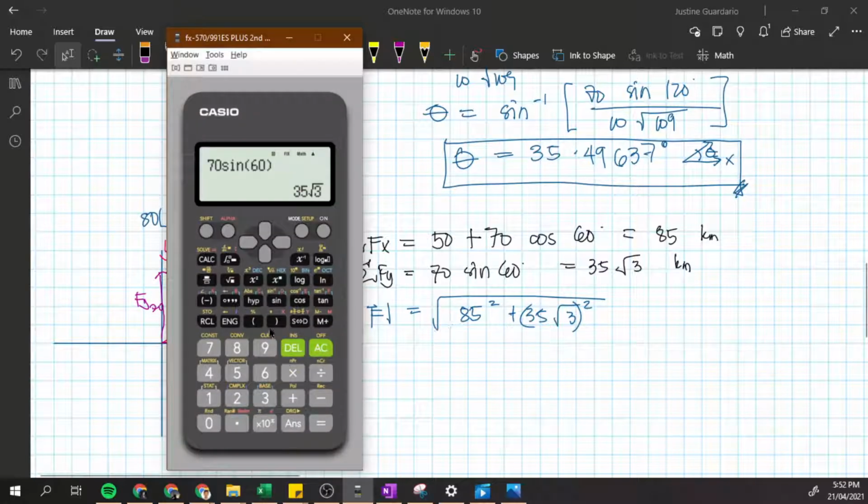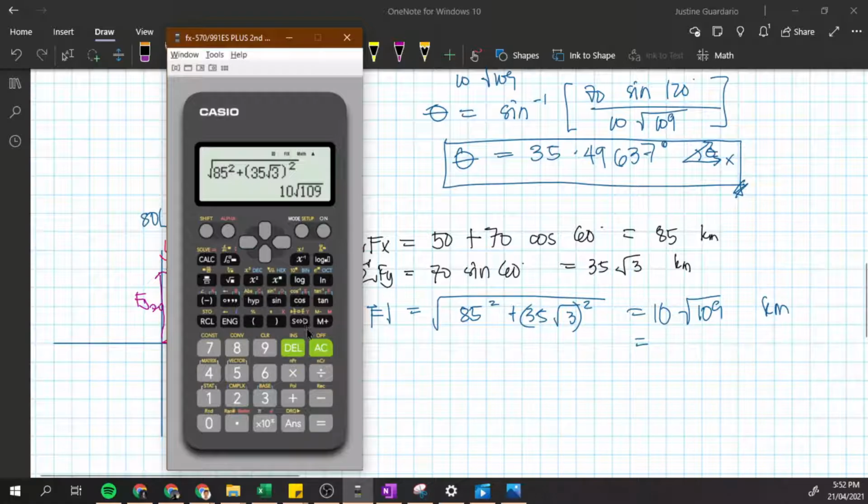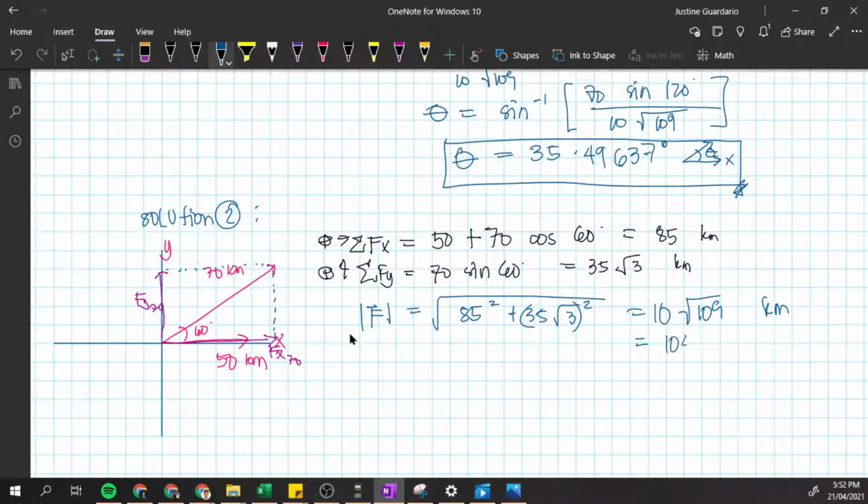To find the magnitude, hence, we have 85 squared plus 35. Okay, so, lagay natin siya sa parenthesis. The magnitude is equal to 10 square root of 109 kilometers. So, this will be our magnitude, okay? Or, if we want in decimal, we have here 104.403 kilometers. So, this will be our answer.